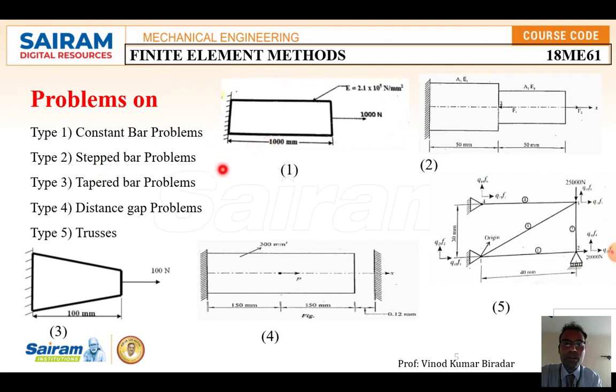Stepped bar means, look at this diagram, it shows the stepped bar problem. Here one element has a larger diameter and another has a smaller diameter. This type of problem we are going to call a stepped bar problem. Coming to the tapered bar problem, this is the third figure. Tapered bar is nothing but the cross section of the given bar is varying. It goes on decreasing. Such type of problem we are going to call tapered bar problems.